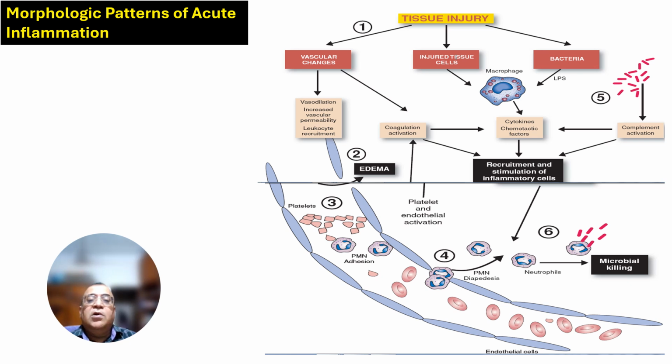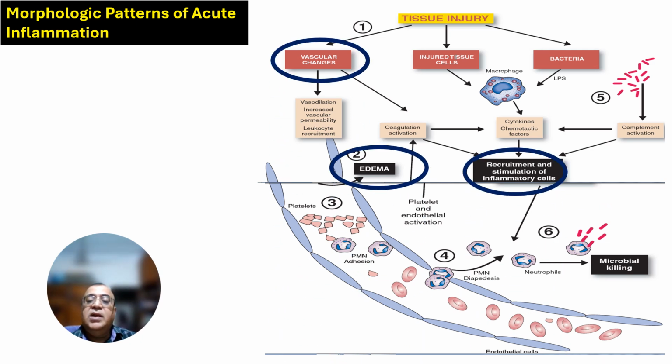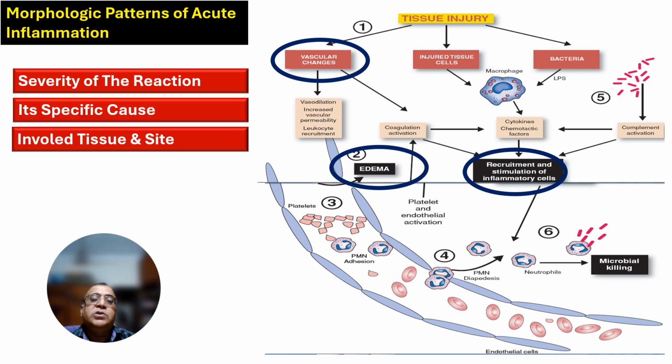The morphologic hallmark of acute inflammatory reactions are the vascular changes, edema, and the recruitment of more inflammatory cells to combat the inflammatory reaction. There are some vascular changes as well as some cellular processes. But the microscopic patterns of the inflammation depend more particularly on the severity of the reaction, the specific cause of the inflammation, and the site and the tissue that is involved by this inflammatory process.